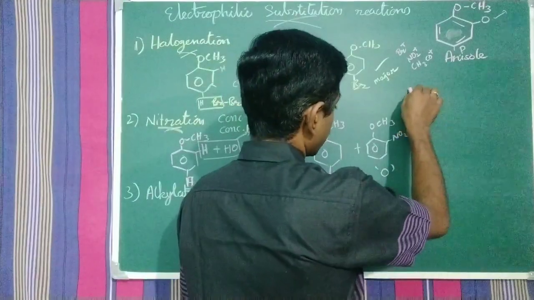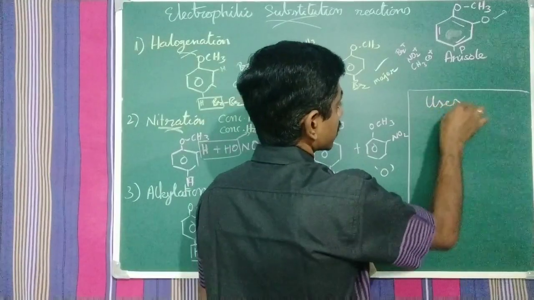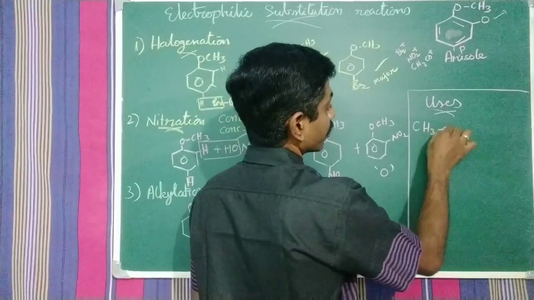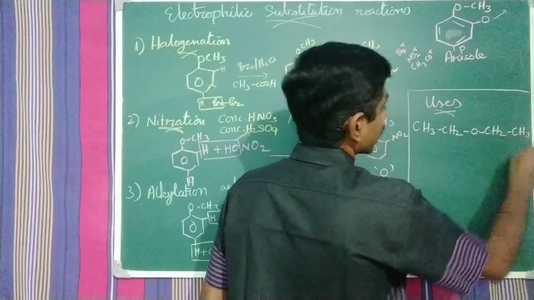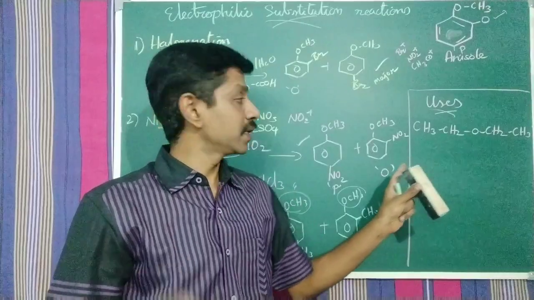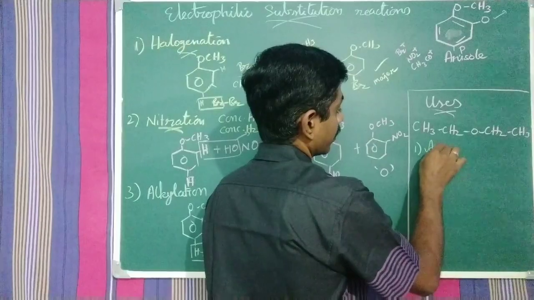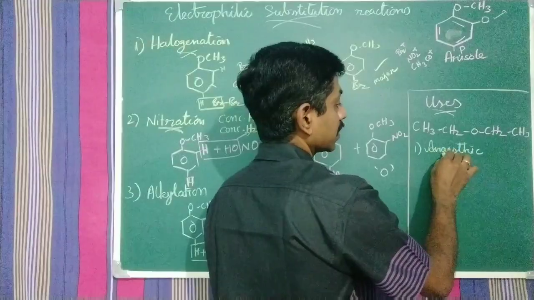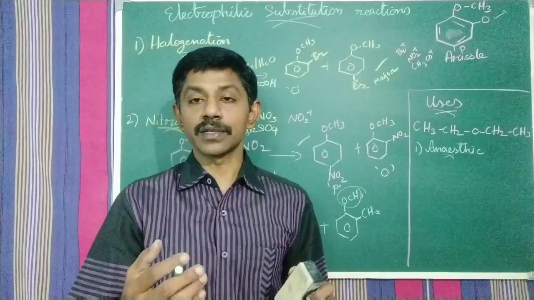The last area of our topic is about uses. So, uses of aliphatic ethers. For example, we go for CH3CH2OCH2CH3, diethyl ether. See, diethyl ether is a wonderful anesthetic. We learned in chemistry in everyday life, anesthetics are the reagents that will make a patient unconscious before doing the surgery.